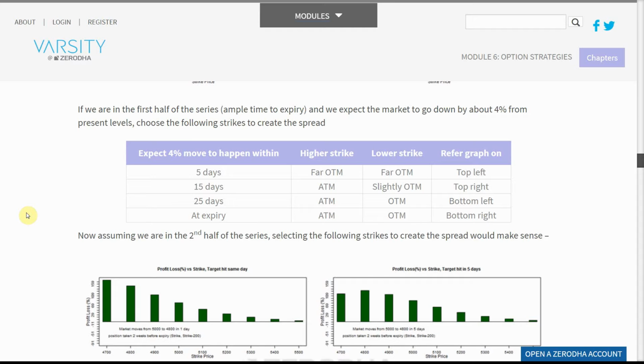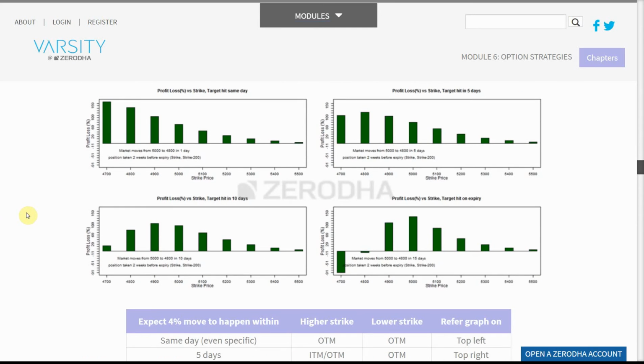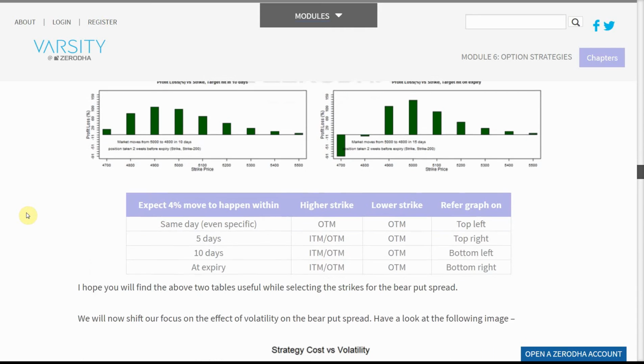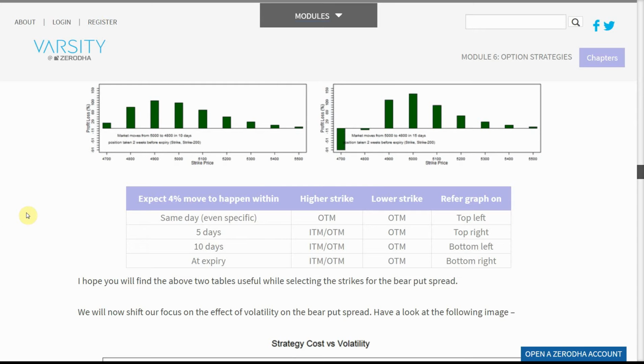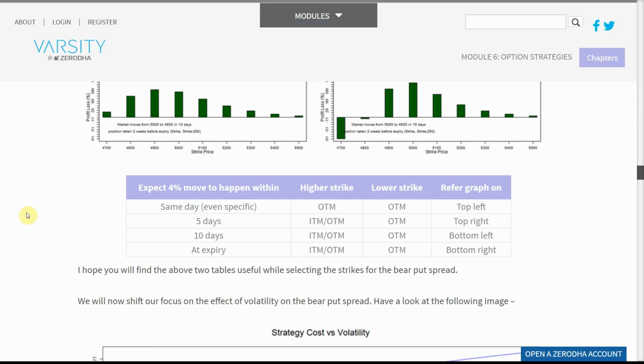Now, assuming we are in the second half of the series, selecting the following strikes to create the spread would make sense. Expect the 4% move to happen within the higher strike and lower strike. Refer to the graph: same day, 5 days OTM top right, 10 days OTM bottom left, at expiry OTM bottom right. I hope you will find the above two tables useful while selecting the strikes for the bear put spread.